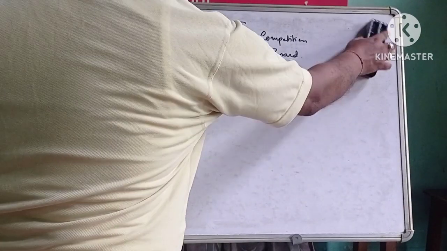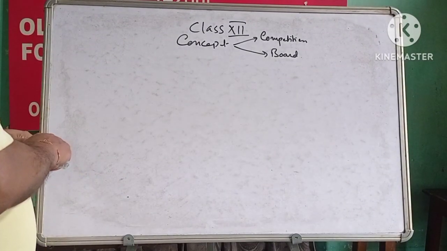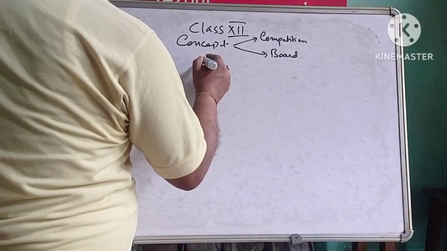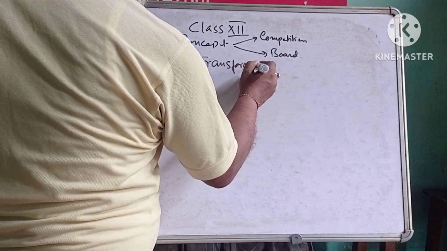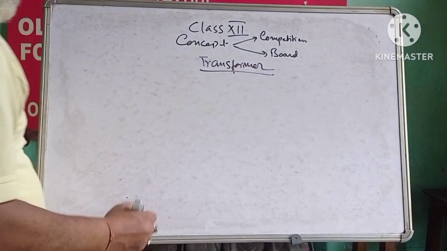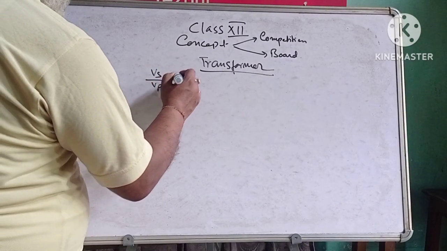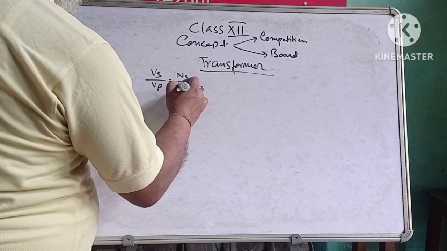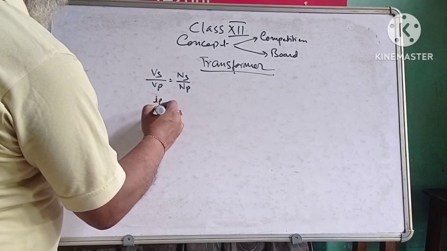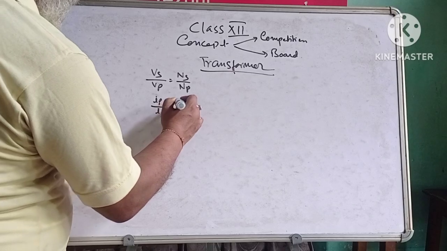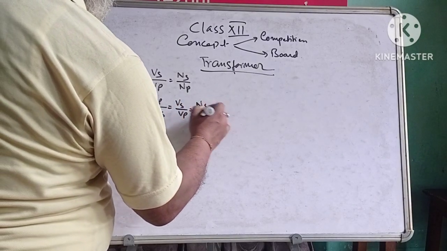Let me go for another concept with transformer. Here you see that the formula is Vs by Vp is equal to Ns by Np, and Ip by Is is equal to Vs by Vp is equal to Ns by Np.